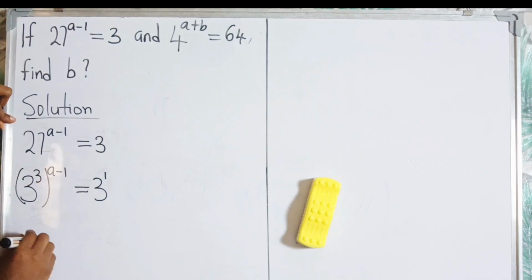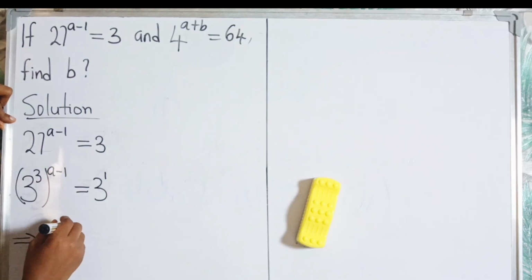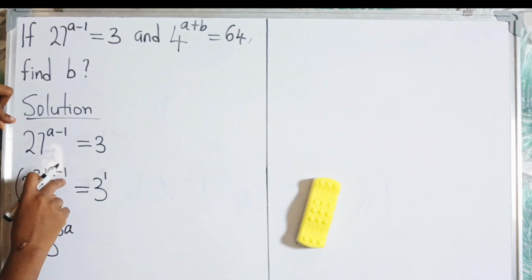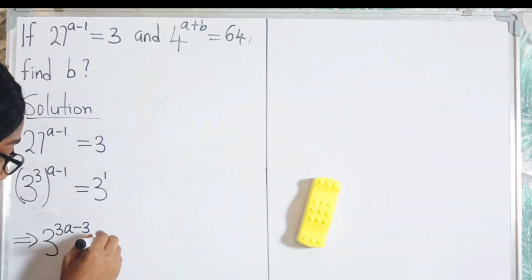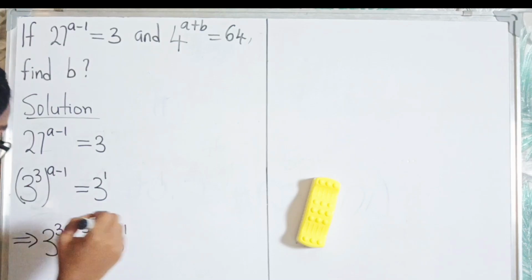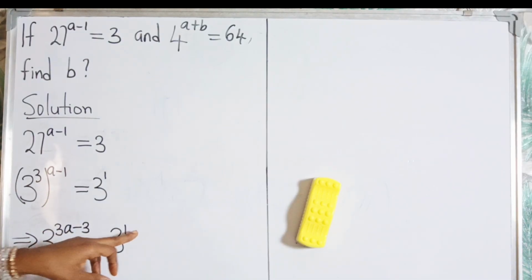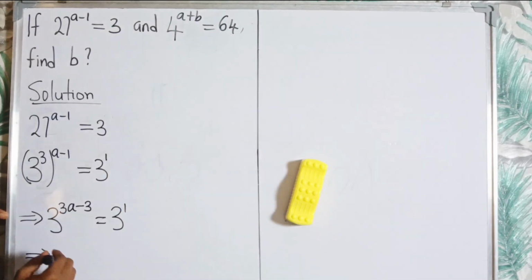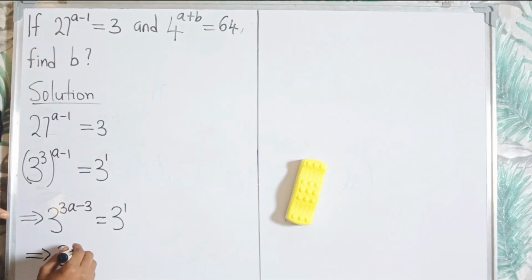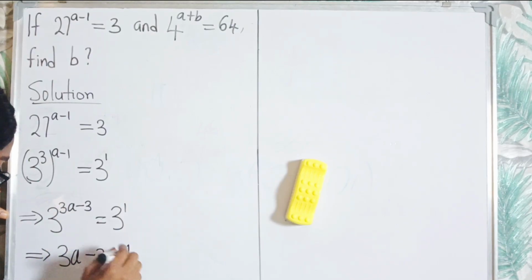So I'm going to have 3. 3 times a is 3a. 3 times minus 1 is minus 3. And this is equal to 3 raised to power 1. Now, because the bases are the same, according to the law of indices, we can equate the powers. So here we have 3a minus 3 is now equal to 1.